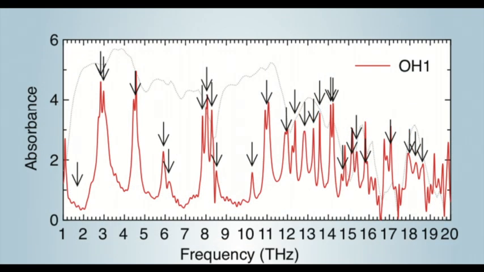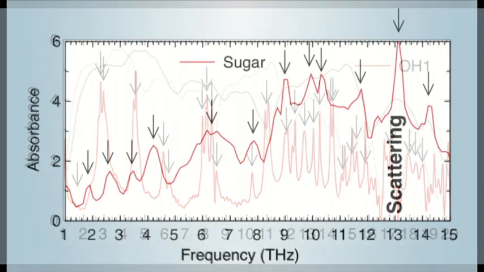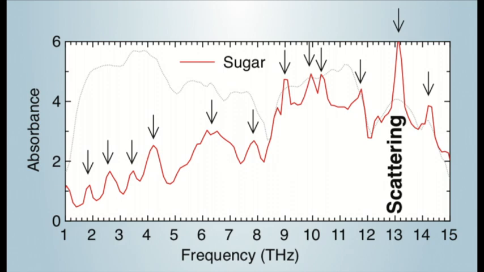Next is a spectrum of the organic material called OH1. The full bandwidth up to 20 terahertz is resolved. The arrows show the resonances measured with classical far infrared spectrometry. Next is a spectrum of sugar. The arrows show the resonances measured with classical far infrared spectrometry.